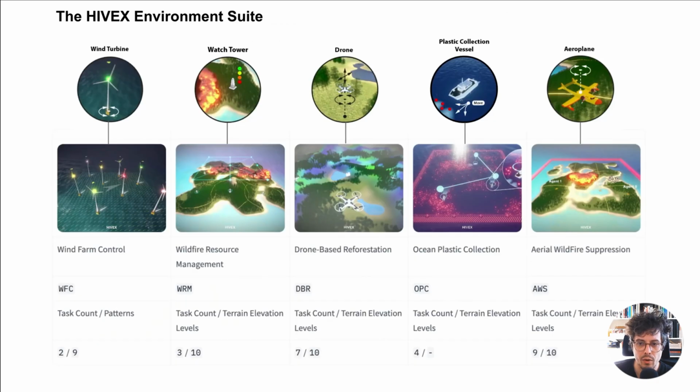Agents can control bespoke dynamic objects in the environment, such as wind turbines, watchtowers, drones, plastic collection vessels, or aeroplanes. Across the environments, we have various patterns of terrain elevation levels, as well as task counts. The complexity of observations and action space increase from left to the right.